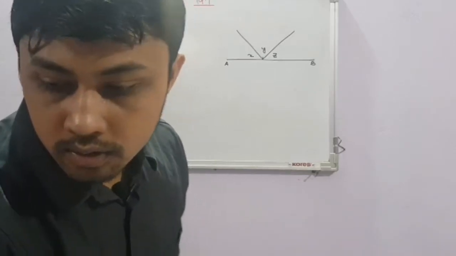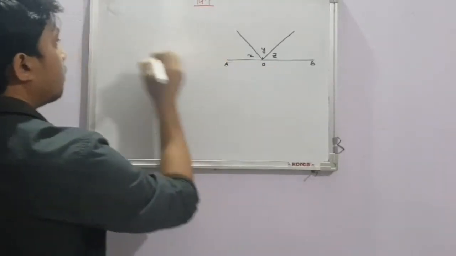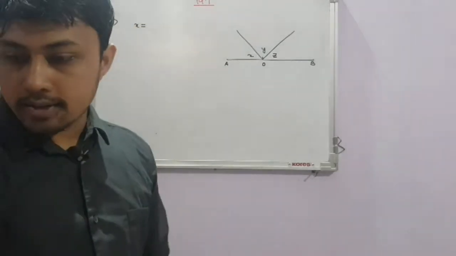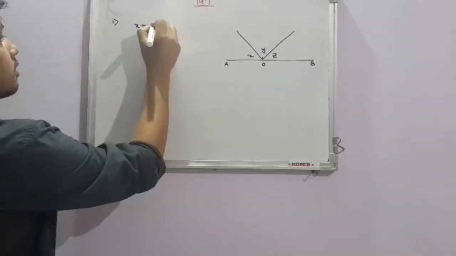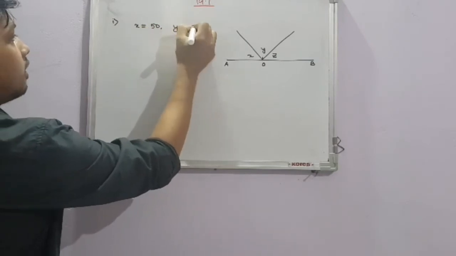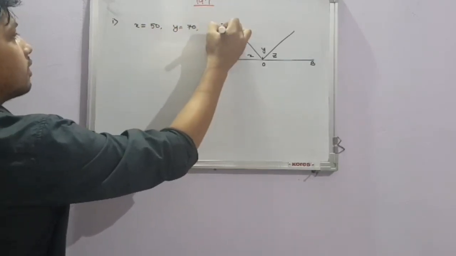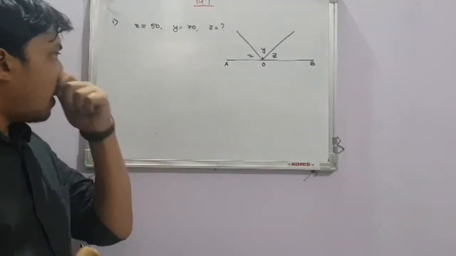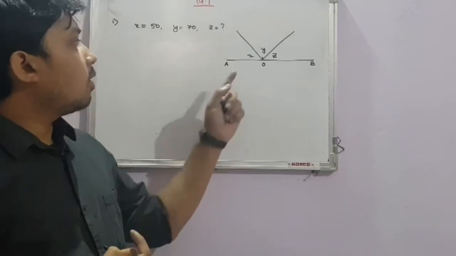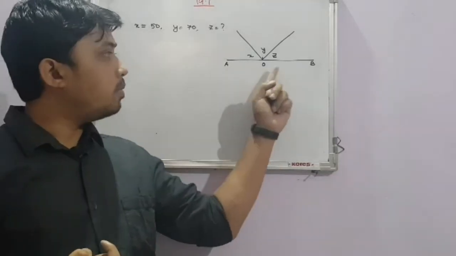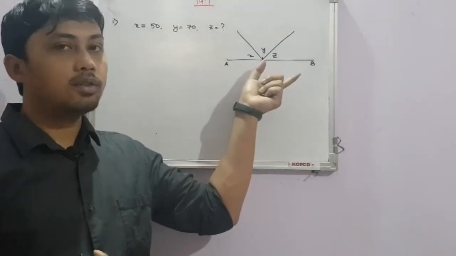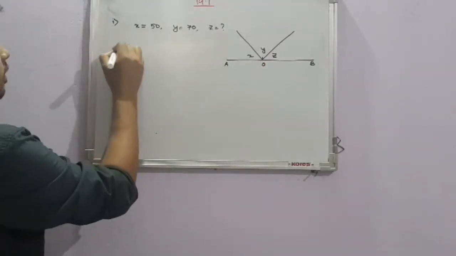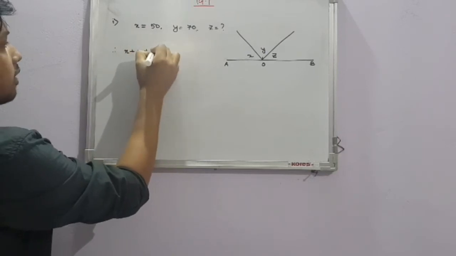Okay. So there are three parts in the question. In the first part, they are saying the values are given, x is 50 and y is 70, and you have to find the value of z. Is that the question? Yes, of course. So now, one property: AB is a straight line, the other AOB is a straight line. What is the angle in a straight line? Remember, angle in a straight line is 180. So what is my x plus y plus z?